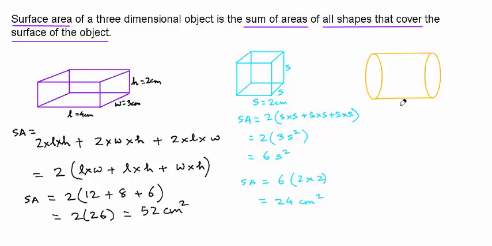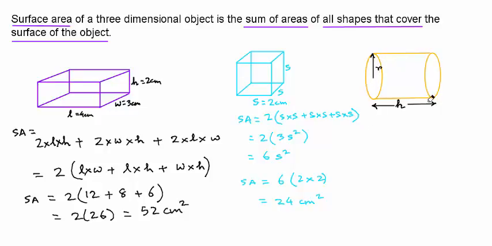To find them out, we need two things. We need to know the length, also known as the height of the cylinder. That's the distance between the two circular ends. And we also need to know the radius of each one of the circles. Let's call that R.